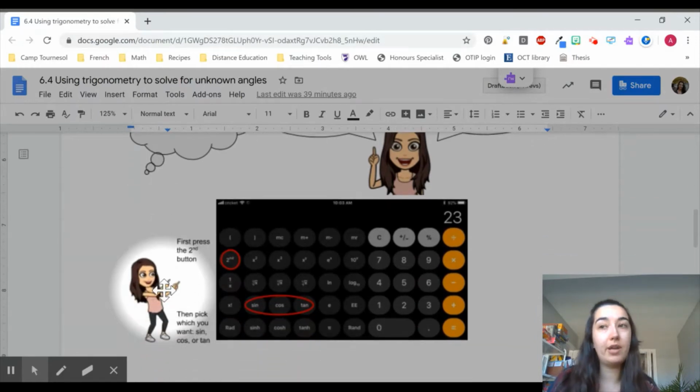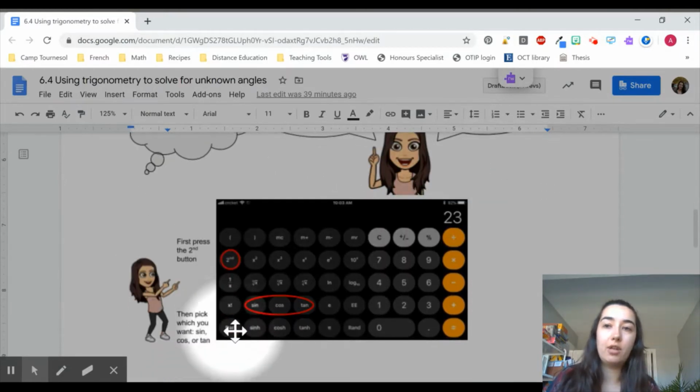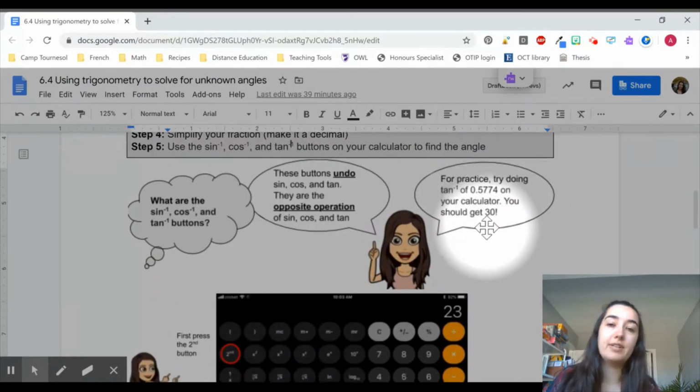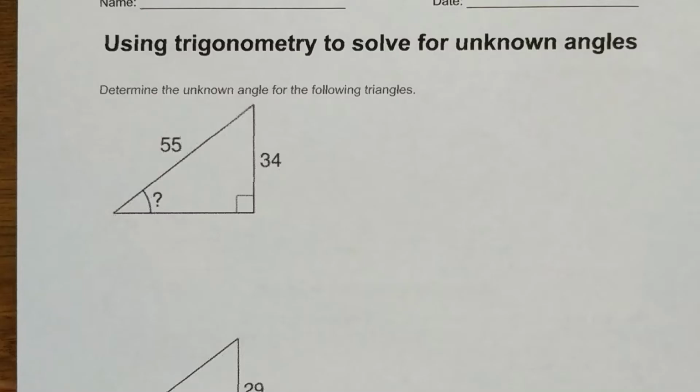This is also just a reminder that you want to be sure you're working in degrees, okay? So if you do not get 30 as an answer, you need to click on this little RAD button at the bottom and then try again, okay? 30 degrees is the right answer, okay? Let's move on to some examples now.